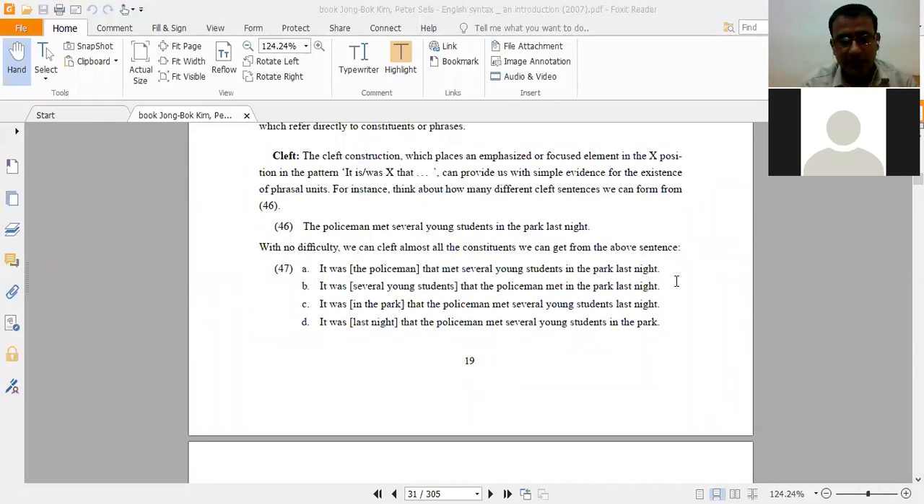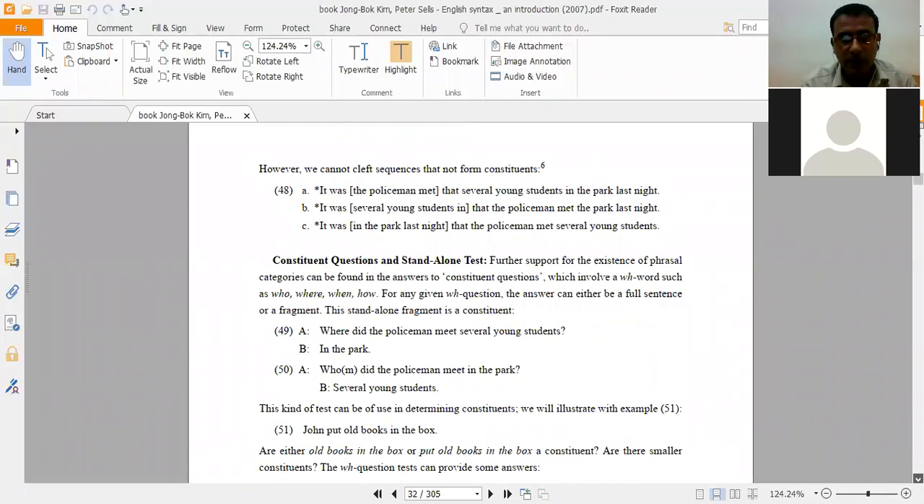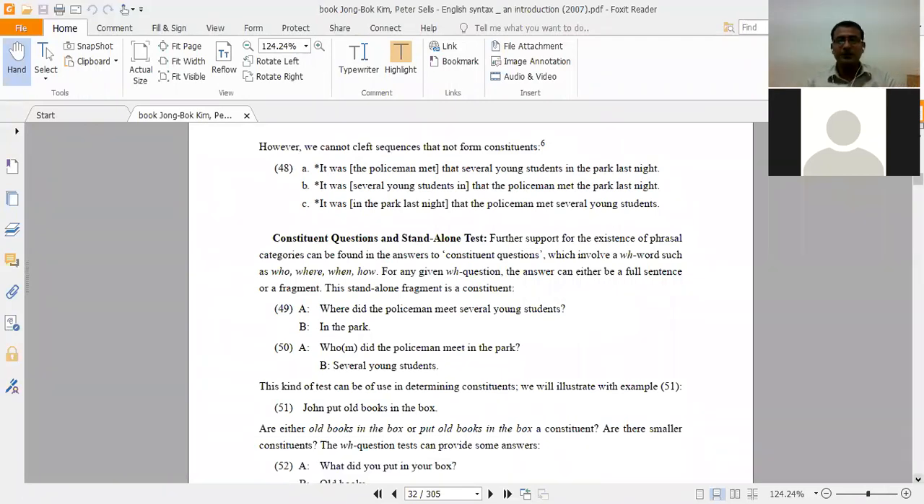So we move forward. However, we cannot cleft sequences that do not form constituents. So we cannot have a sentence like it was the policeman met, it was several young students in, it was in the park last night. So this is how we cannot make a cleft sentence. In order to create a cleft sentence which is focused and emphasized, it should have a constituent which is coming after it is or it was, and then there is that.